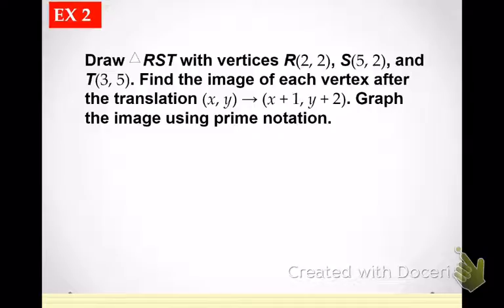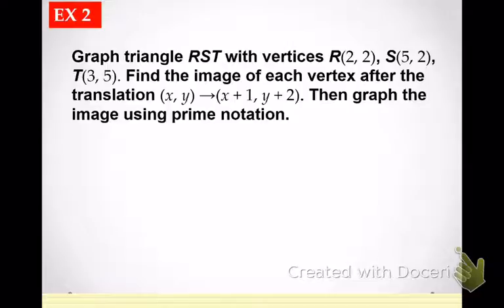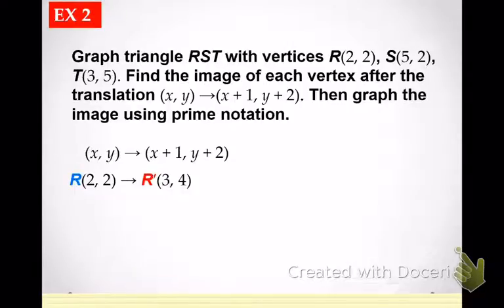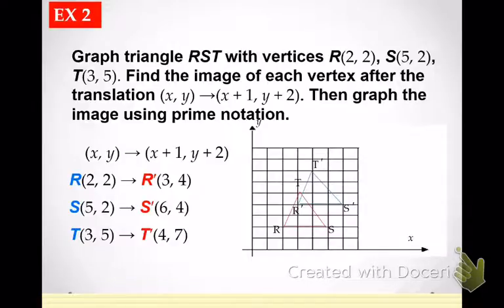All right. So let's see. Here's the solution. Your values of your points are as follows. You should have gotten those for your points. You're adding 1 to the x and then adding 2 to the y. And then your graph of this is going to look like the starting triangle is your red triangle, the ending triangle is your blue triangle.